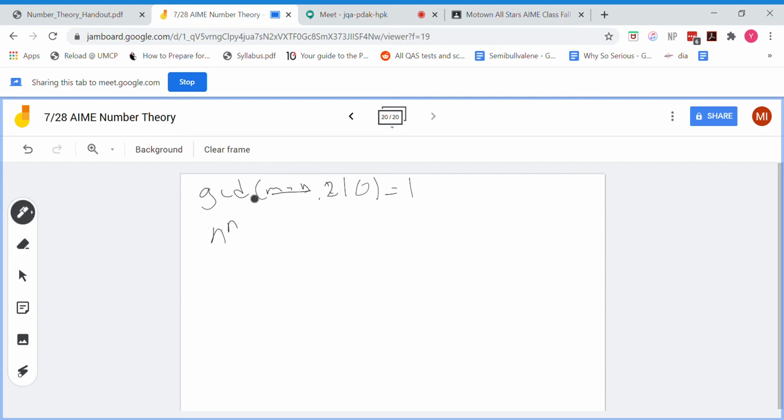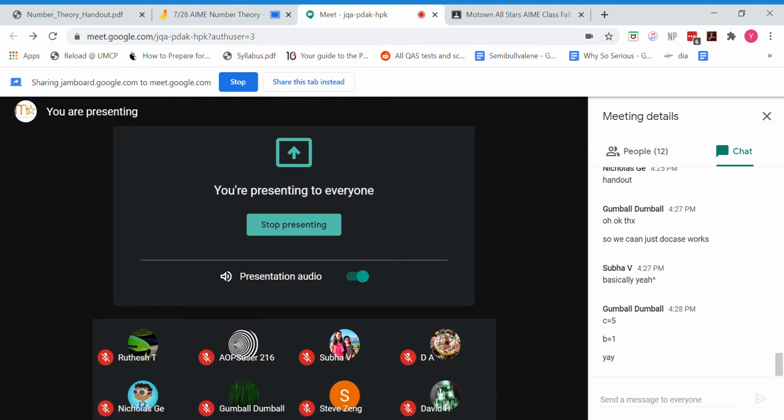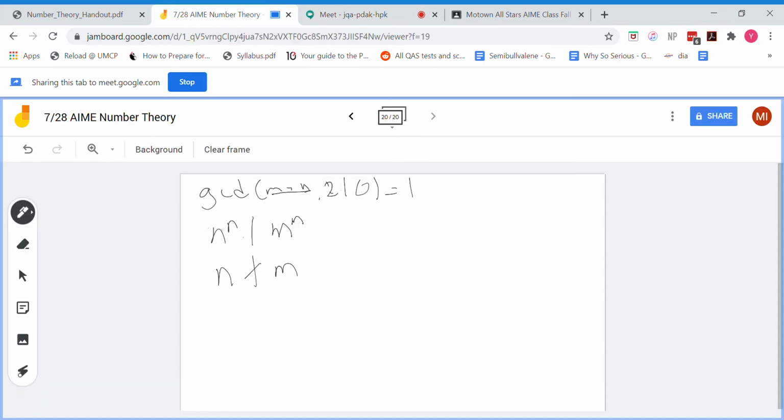N to the power of n does not divide m to the power of n, or sorry, it does divide m to the power of m. And then we have n does not divide m. Right? So the best way to deal with these types of problems is we start with prime factorization. So let's look at the prime factorization.